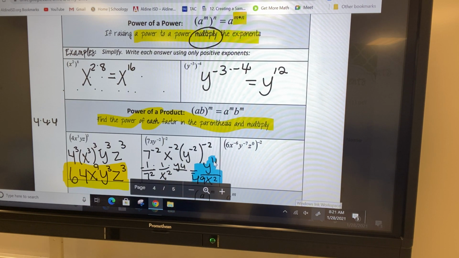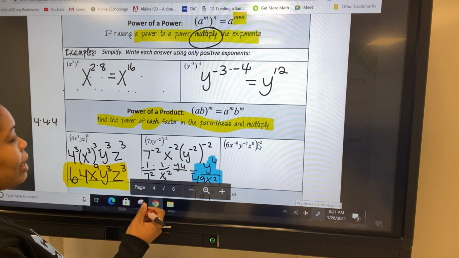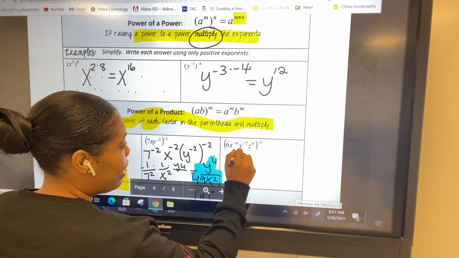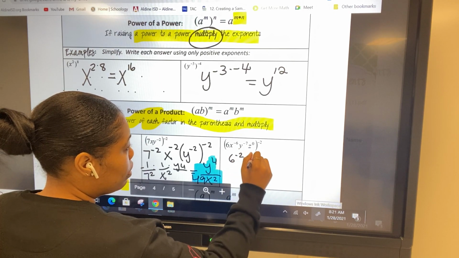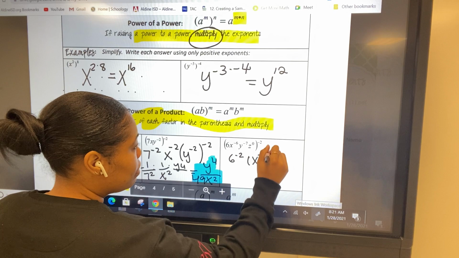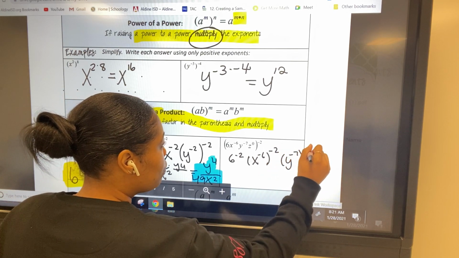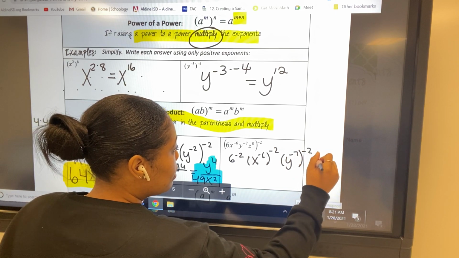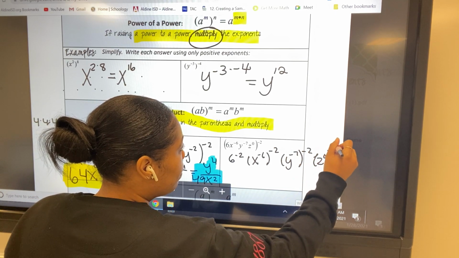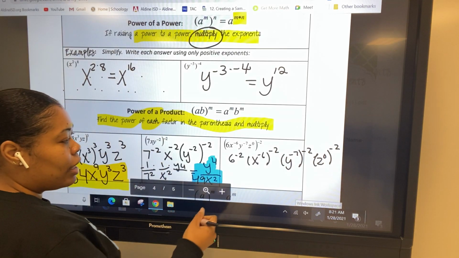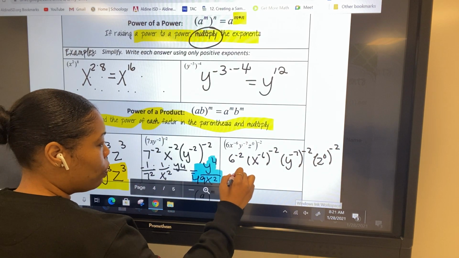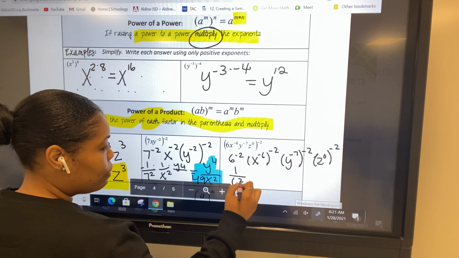Okay. All right, here we go. One last example, and then we're going to wrap this up. Here we want to raise everything to the -2 power. So everything inside, starting with that 6. So we're going to have 6 to the power of -2, x⁻⁶ to the -2, y⁻⁷ to the -2, and z⁰ to the power of -2. And then this is a negative exponent, so we're going to put 1 over 6 to the +2.